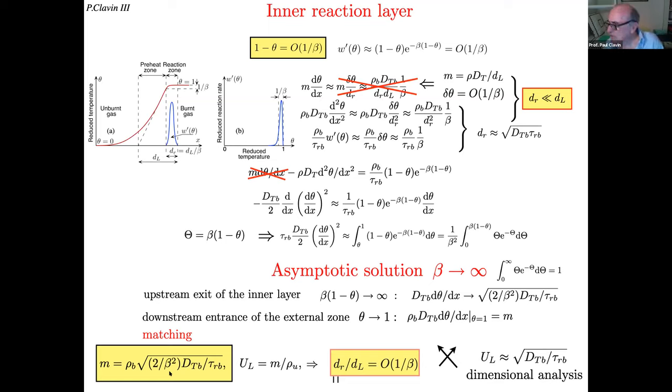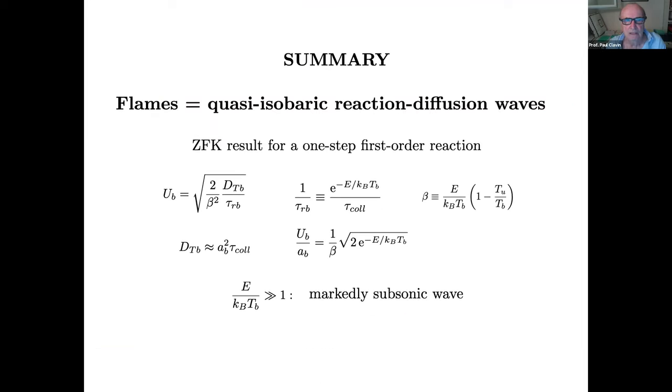Why did people not understand this analysis? Because they said, when beta goes to infinity, this is going to zero. But they did not understand that this asymptotic analysis precisely tells you what is the order of magnitude of M in terms of beta. It is of order 1 over beta when considering the square root of D_T over t_b. And the dimensional analysis cannot tell you that. And this is a key analysis for the laminar flame speed. Summary.